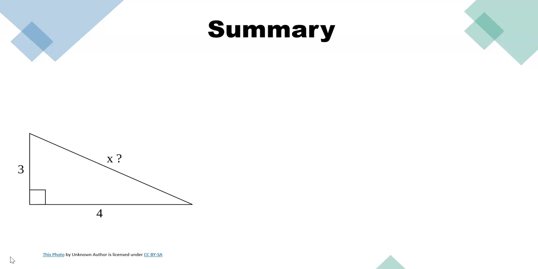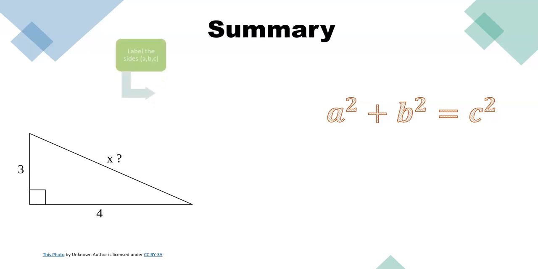So in summary, if we've got a right angle triangle, the first thing we'd need to do is label our sides A and B. So the 3 could be A, the 4 could be B, and that side X is always C. And then we need to find A squared plus B squared, which gives us our C squared.